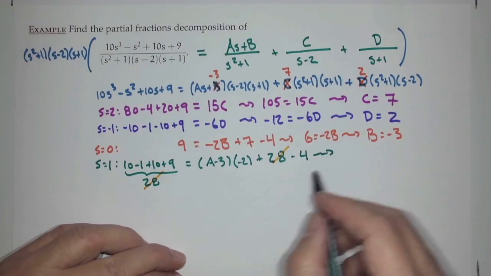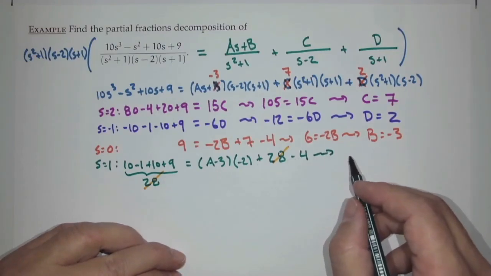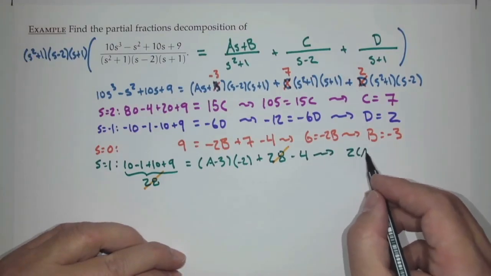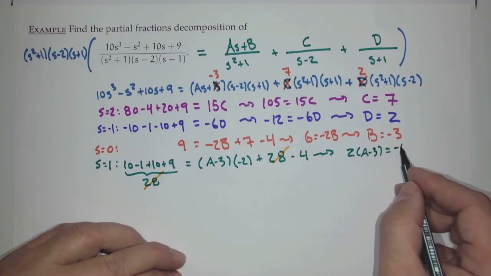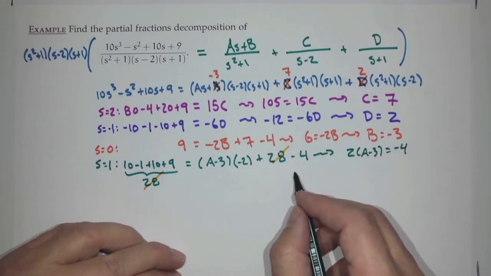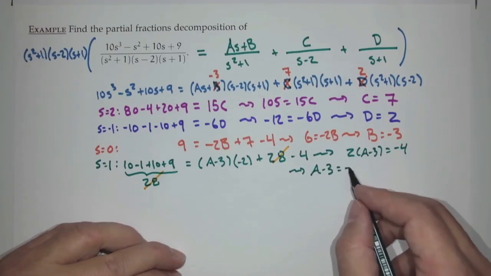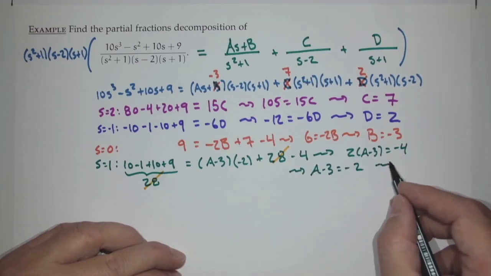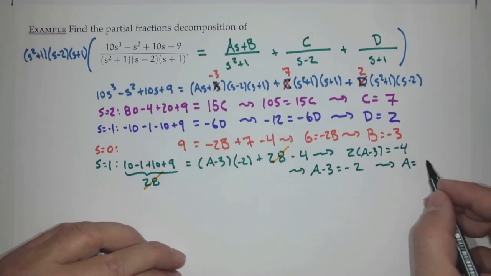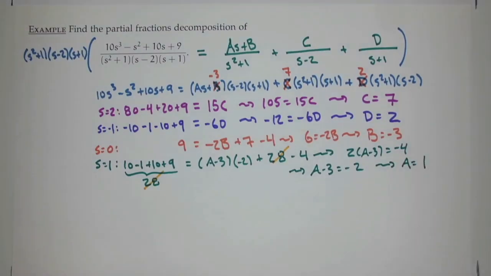So, we can move things around. We can say 2 times a minus 3 equals negative 4. So what does a minus 3 have to equal? Negative 2. So what does a have to equal? 1. All right. And so now we're basically done.